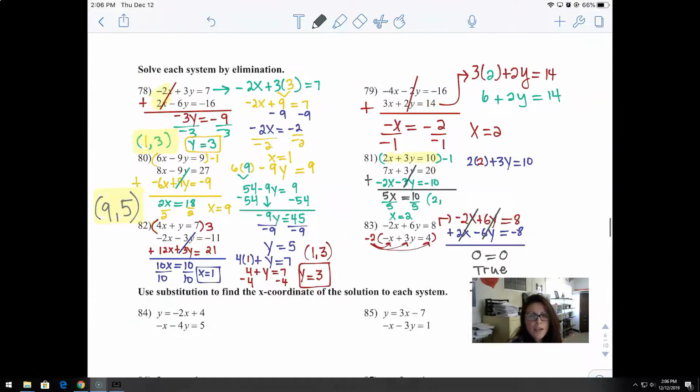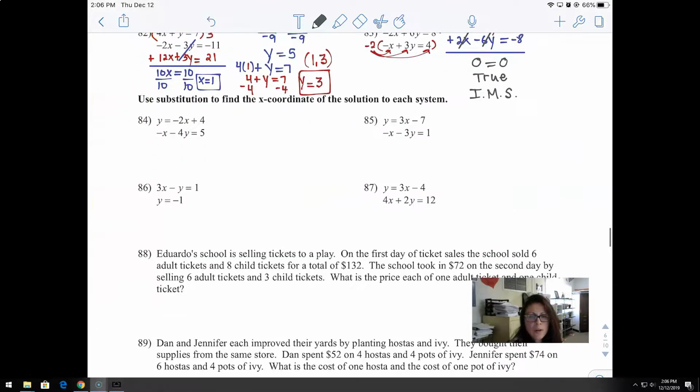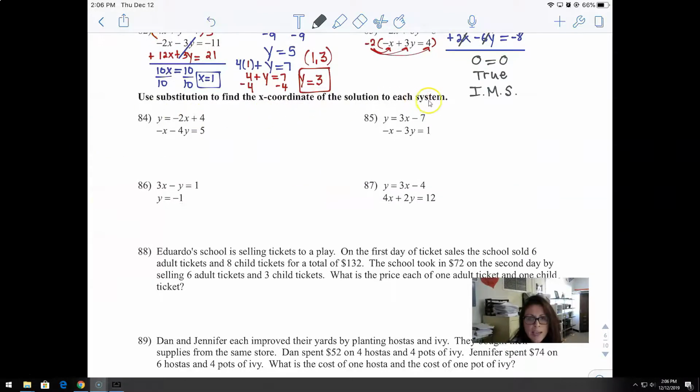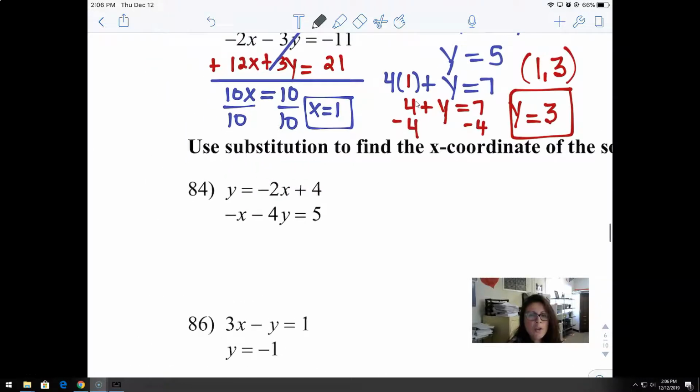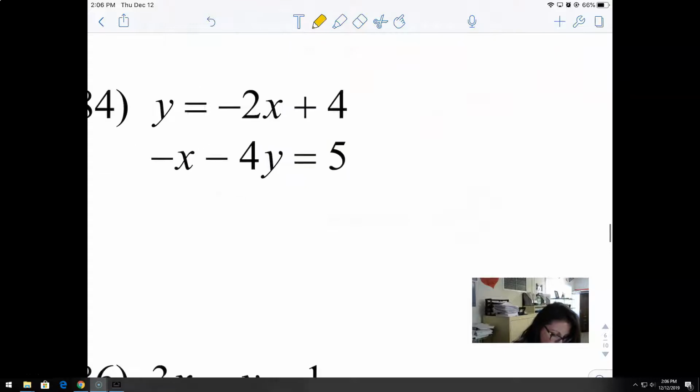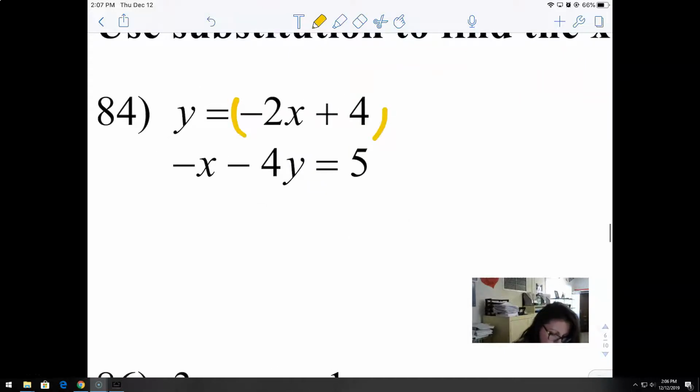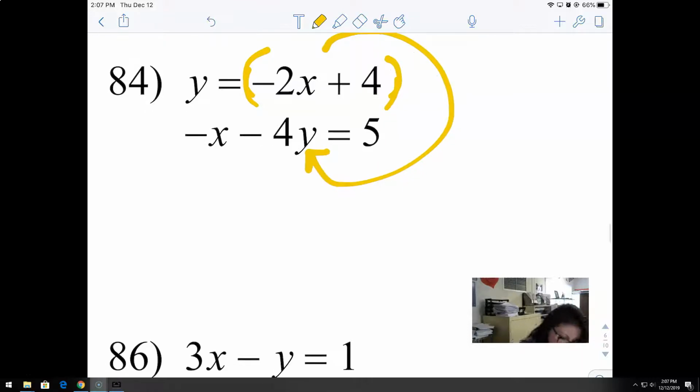All right, so let's take a look at this next part where we're using substitution to find the x-coordinate of the solution to each system. Substitution is beneficial when you have a variable that is solved for, such as y here. Since y is solved for, y is the expression negative 2x plus 4. I'm going to take the expression of y and plug it into wherever I see a y in the second equation. So with that said, I'm going to rewrite it here.